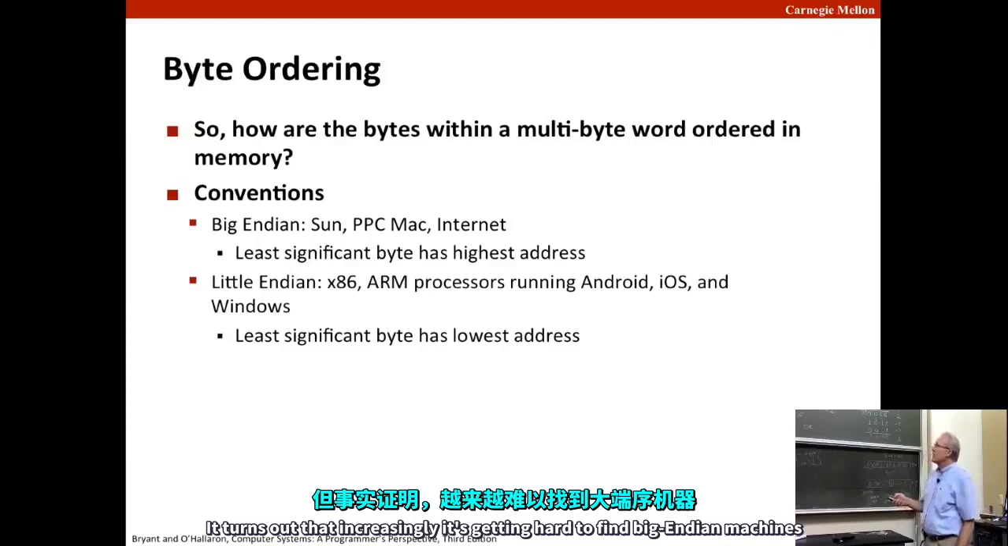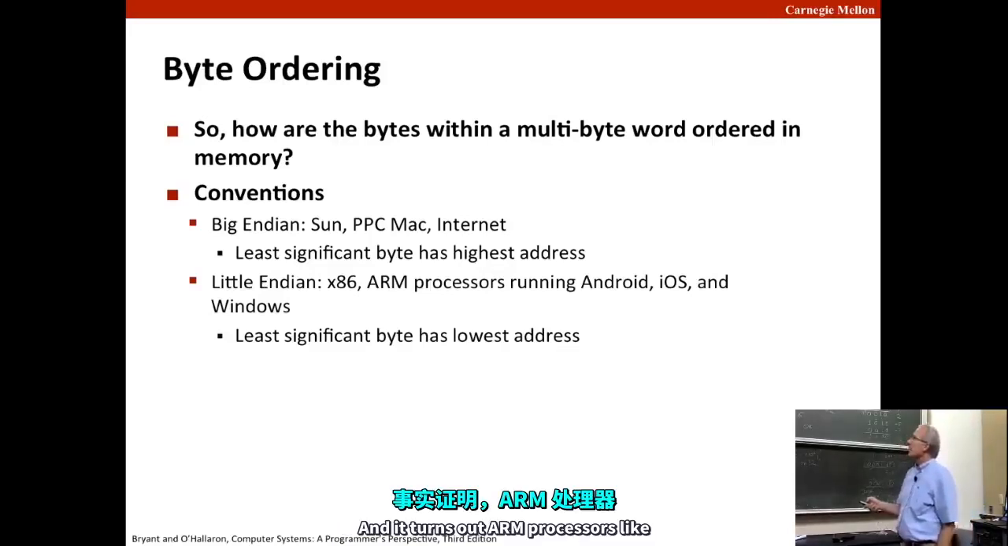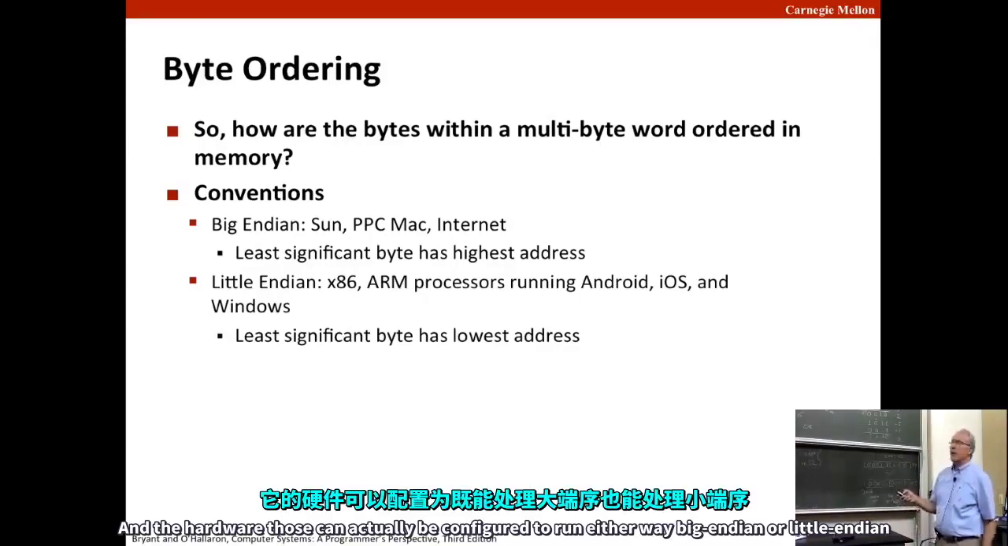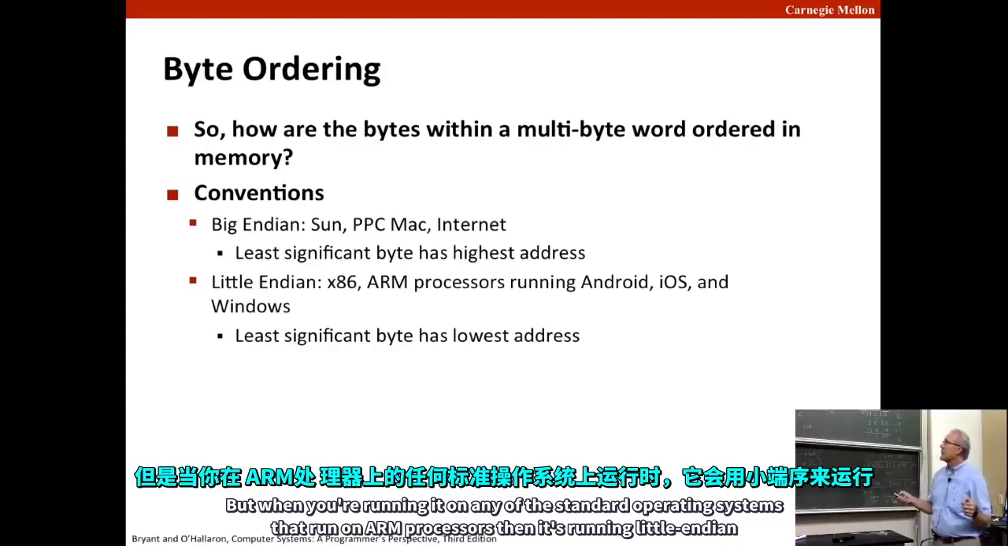It turns out that increasingly it's getting hard to find Big Endian machines. So Little Endian, all of x86 is Little Endian. And it turns out ARM processors, like what you have in almost every cell phone here, is an ARM processor. And the hardware in those can actually be configured to run either way, Big Endian or Little Endian. But when you're running it on any of the standard operating systems that run on ARM processors, then it's running Little Endian.